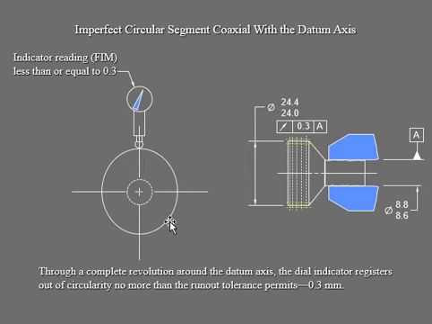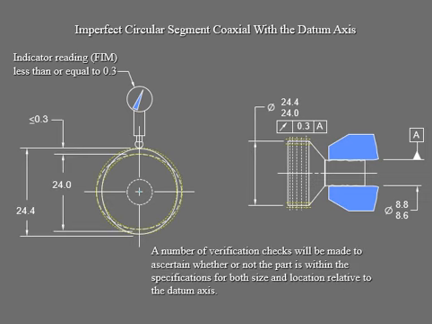Okay, now here, if you do one revolution, that's 360 degrees around the datum axis, your indicator registers out of circularity no more than the Runout tolerance. Again, we always go back to our control frame, and that's 0.3, okay? So it's just telling you that the indicator reading is less than or equal to 0.3, even though you go one round.